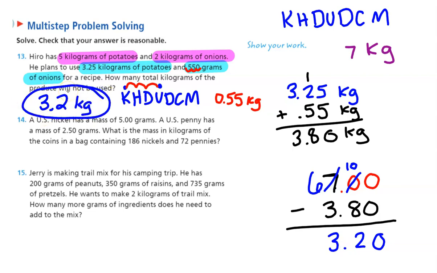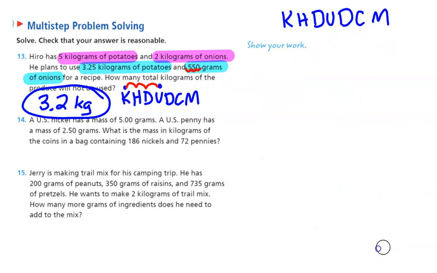Tricky one because it just requires a little bit of extra problem solving as we go, because we had to convert those units of onions into kilograms. All right, let's look at the next one.